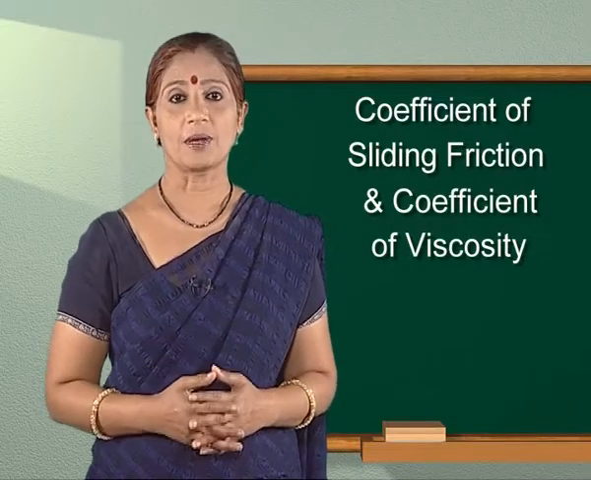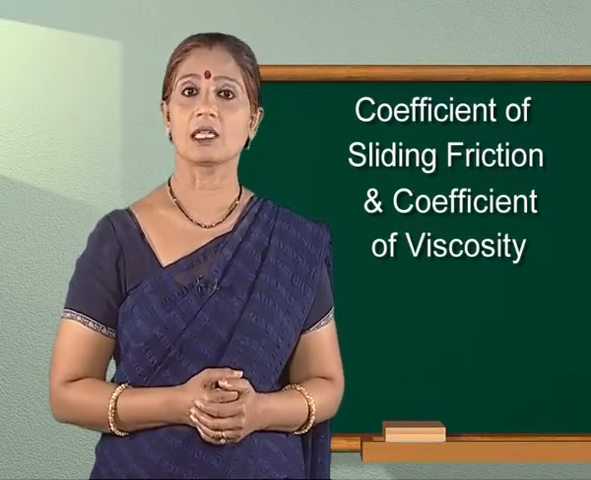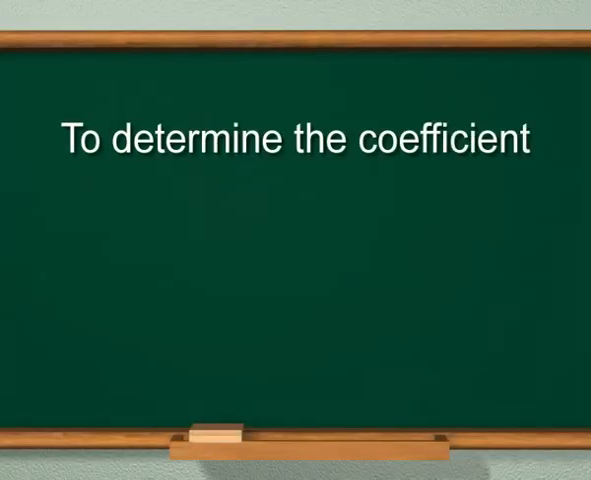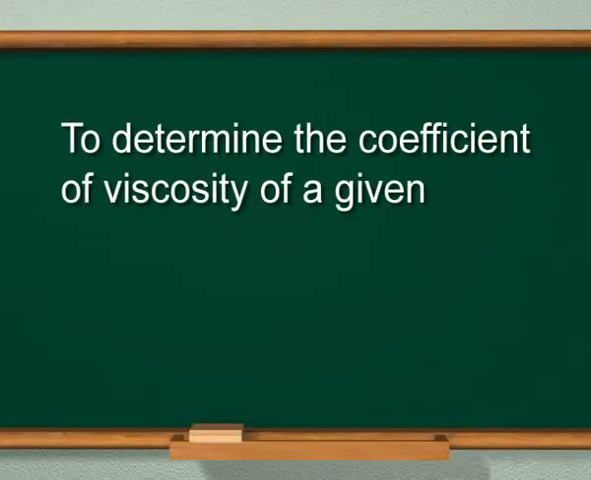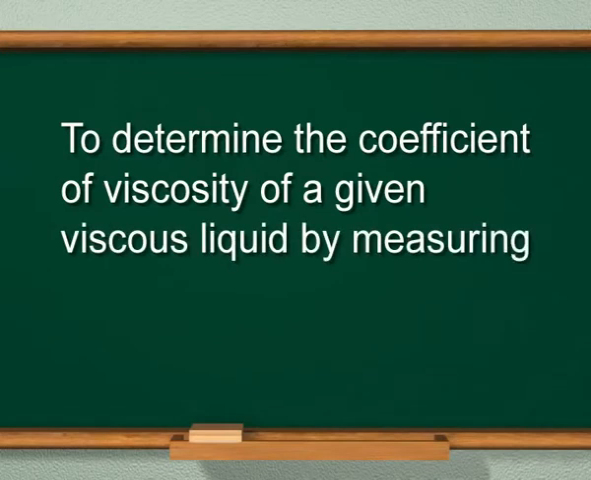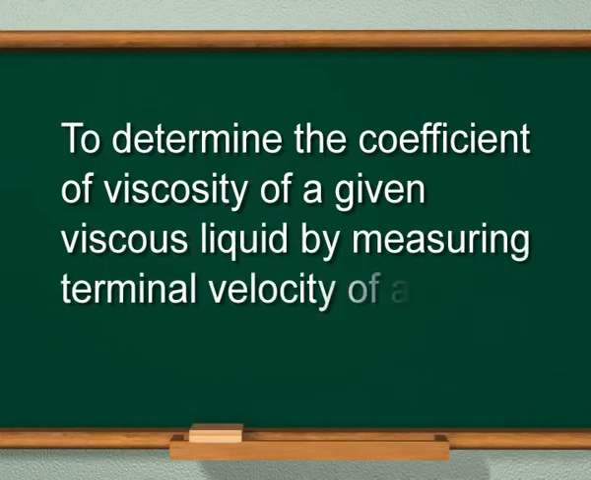The second experiment that we have on our cards for today is to determine the coefficient of viscosity of a given viscous liquid by measuring terminal velocity of a given spherical body.